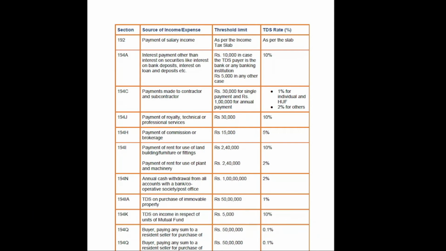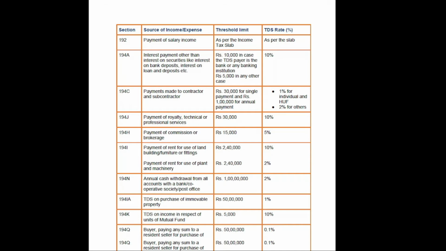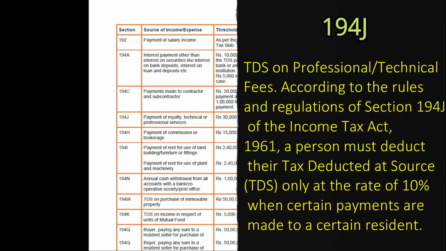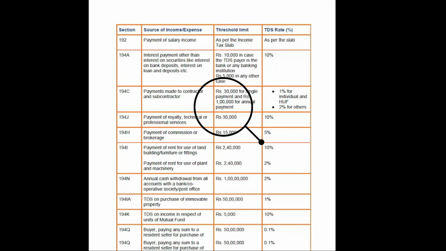Next we come to another important common provision, that is 194J, payment of royalty, technical or professional services. These also include the audit fees which are given to the auditors. This threshold limit is rupees 30,000 per annum and the TDS rate is 10%.